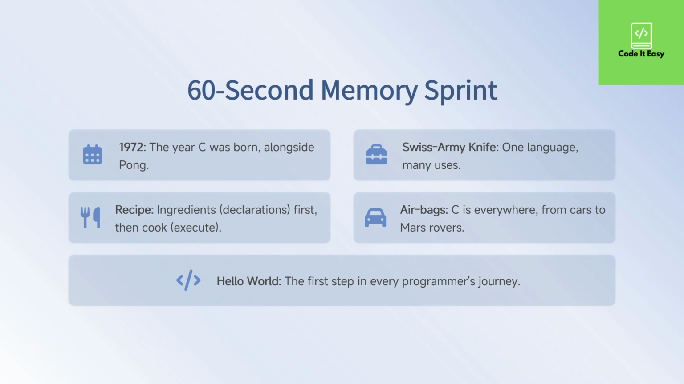Let's wrap up with a fast recap. C was created in 1972, the same year Pong was invented. C acts like a Swiss Army knife: one language, many uses. Think of a C program like a recipe: ingredients first, then cooking. C is everywhere, even in airbags and Mars rovers. Hello World was your first step, and now you are handling input and output too.